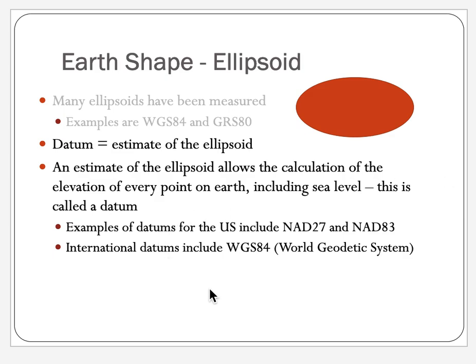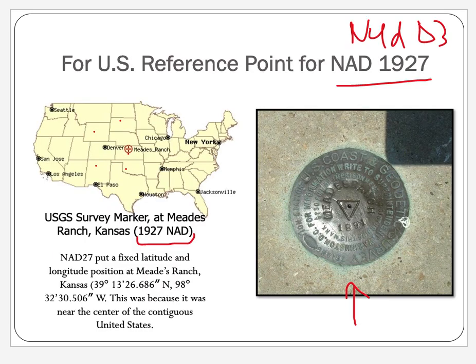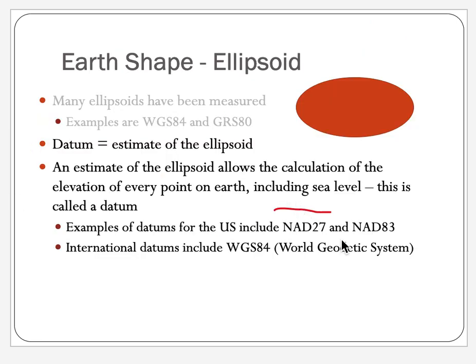Examples of datums for the US include NAD 27, like I just went over. Here's the reference point for NAD 1927 at Meades Ranch, Kansas, and NAD 83. NAD 83 is more accurate for the geographic coordinates compared to NAD 27. And international datums include WGS 84.